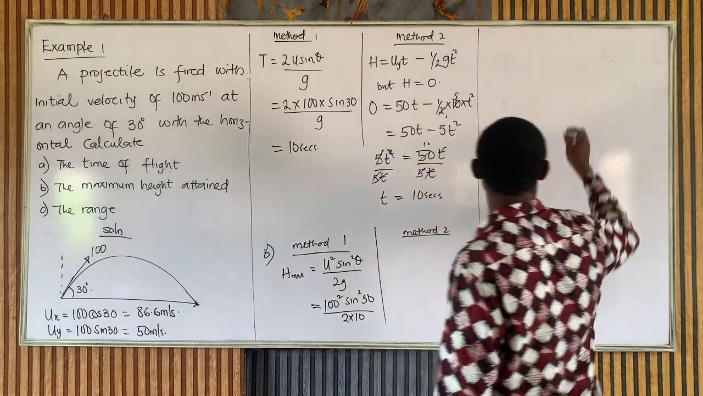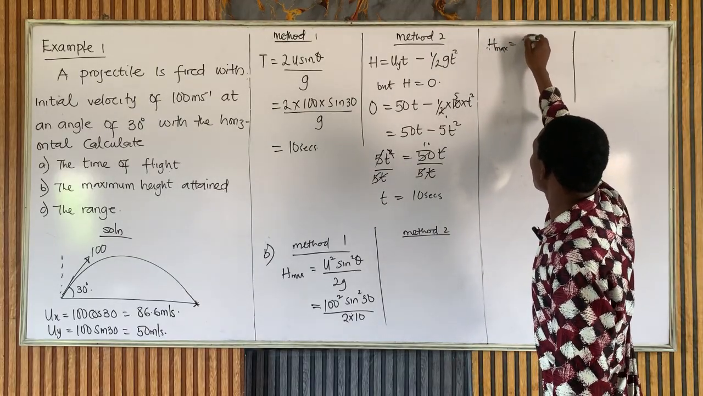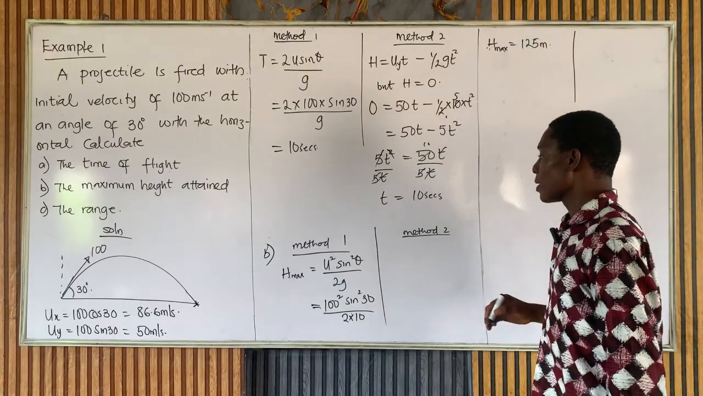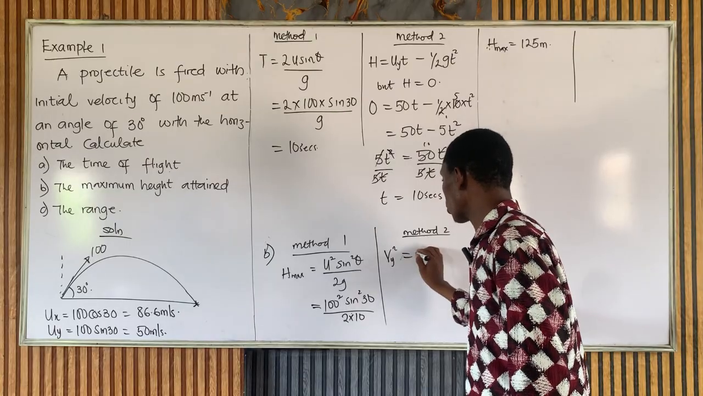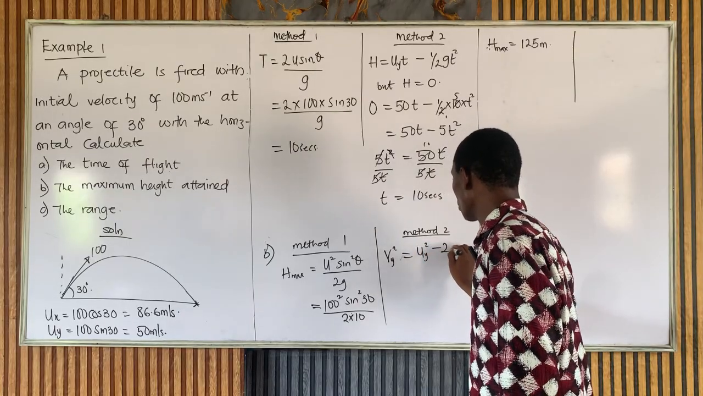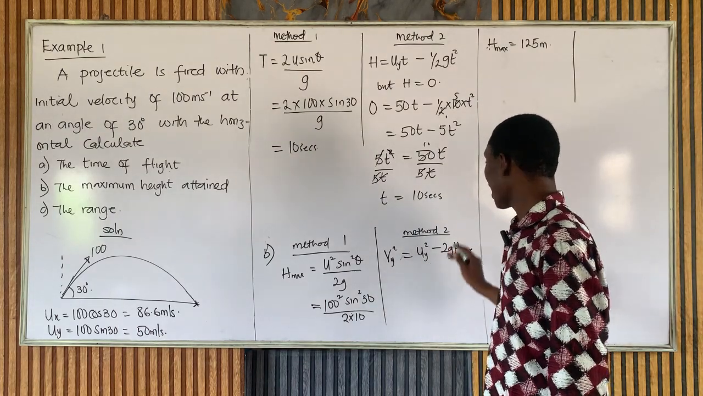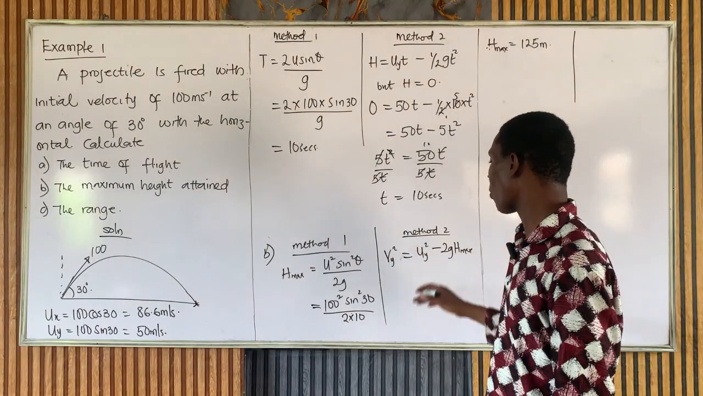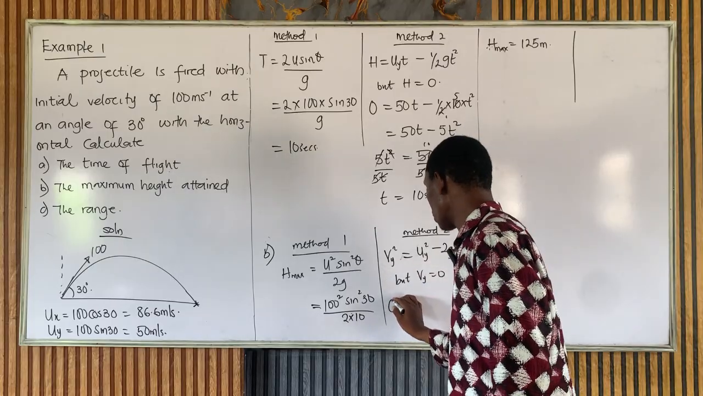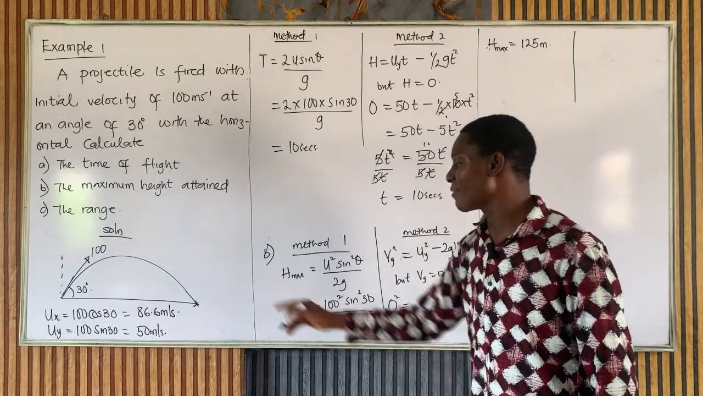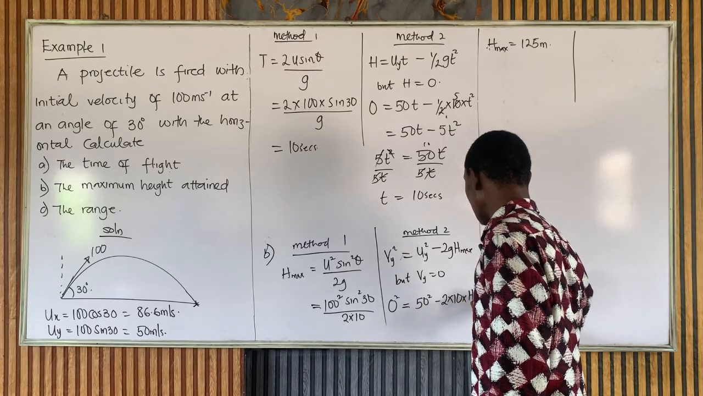If we do this accurately, we would have our h max to be 125 meters. Now, if we use method 2, we use Vy squared is equal to Uy squared minus 2gh. Using Vy and Uy, because we're looking for maximum height, and height is the vertical motion. But remember, at maximum height, Vy is equal to 0. So this will be 0 squared is equal to, your Uy is given as 50, so 50 squared minus 2 times 10 times h max.